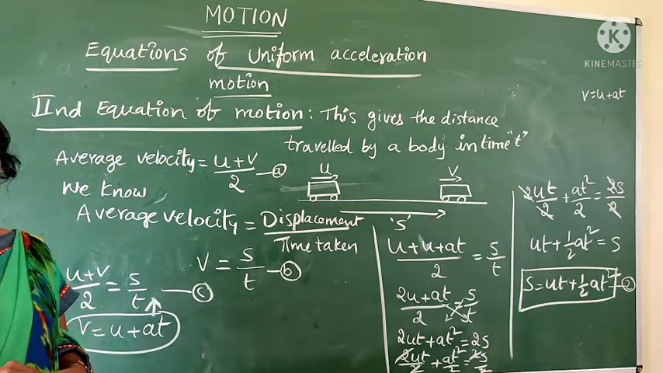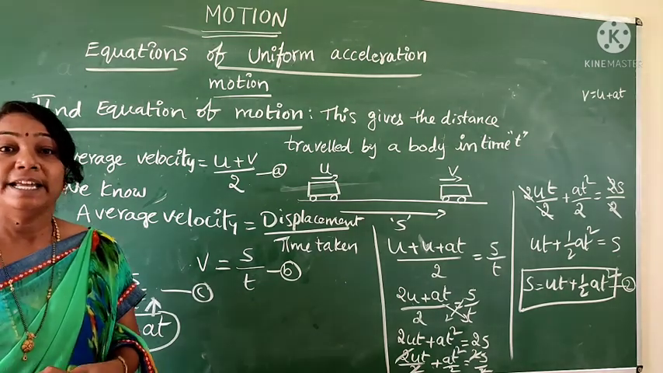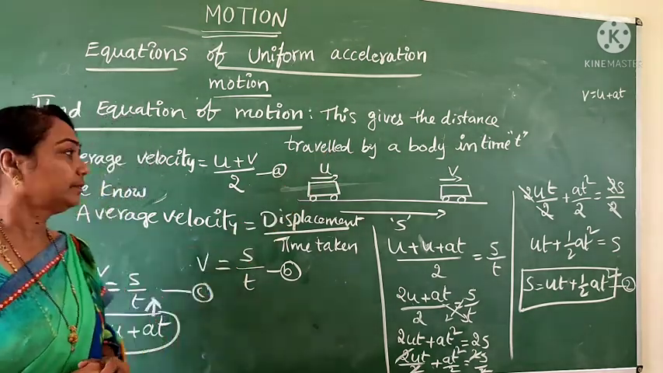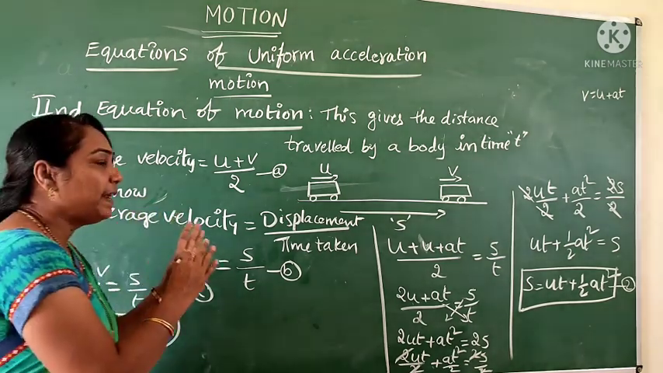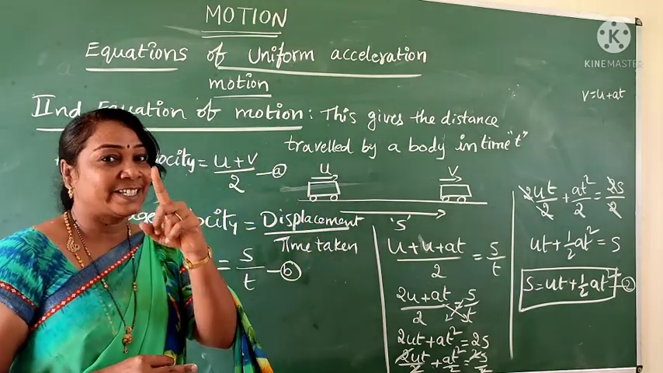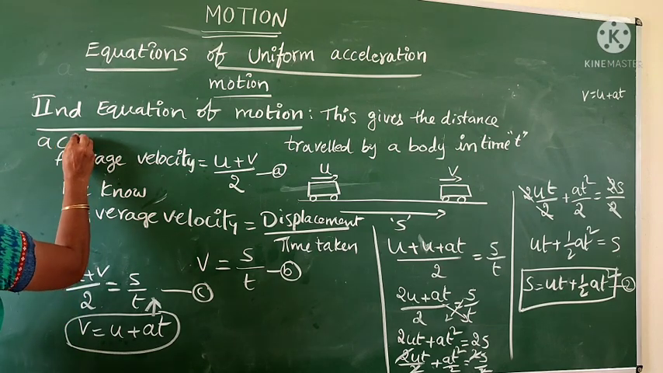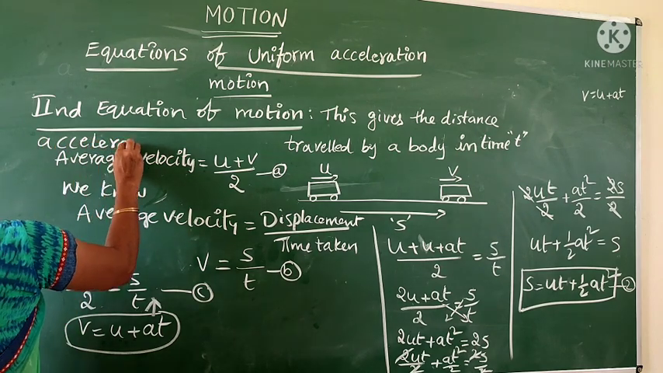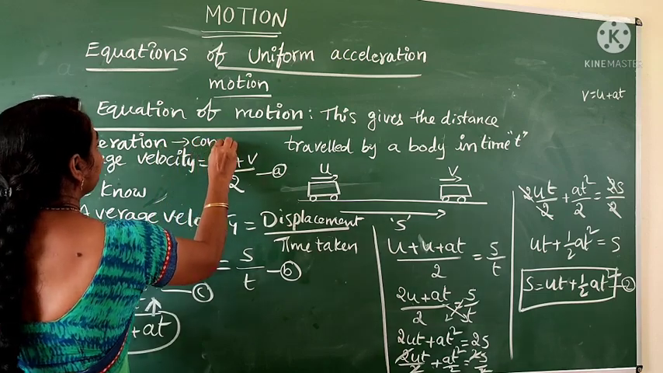This second equation of motion gives the distance travelled by a body in time t. The body is moving from one place to another place in a straight line, but the acceleration is constant. Remember that acceleration is constant.